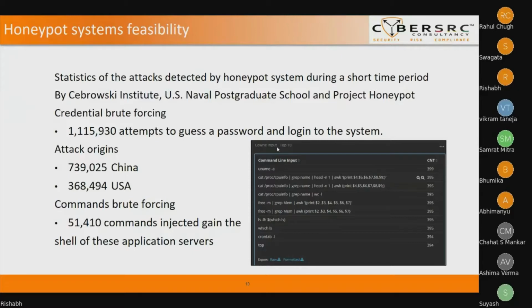to guess the password and log into the system, where more than 7 lakh attacks originated from China alone, and more than 3 lakh attacks originated from USA alone. Here we can also say that they were using command brute forcing attacks, where they were injecting commands to gain shell of these applications, and 51,410 commands were injected on these applications alone in a short time period, less than a week.